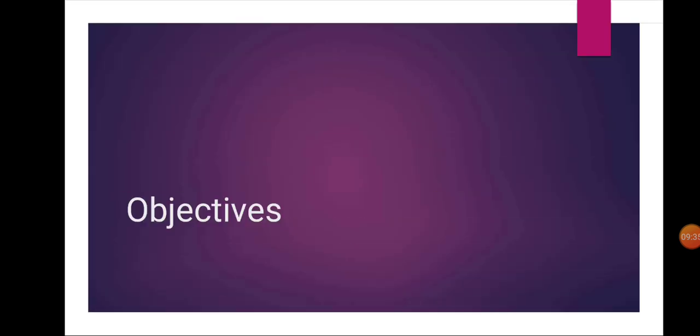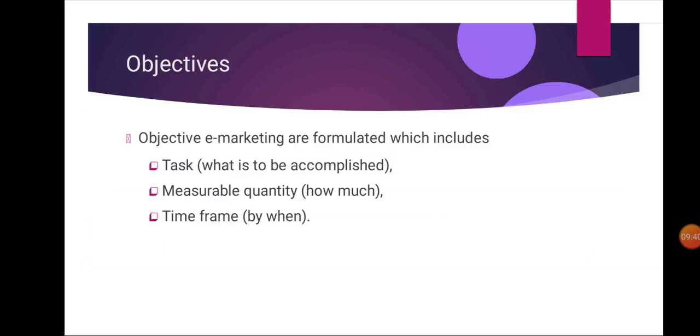So moving further, what are the objectives? That is the third one. Objectives of e-marketing are formulated, which basically include the task. The question is, what is to be accomplished? This is all about the task we have to complete within a given time frame. Measurable quantity: how much matters again. How many sales, how many units we have to sell. Time frame: by which month? We can say quarterly, half yearly, or yearly.